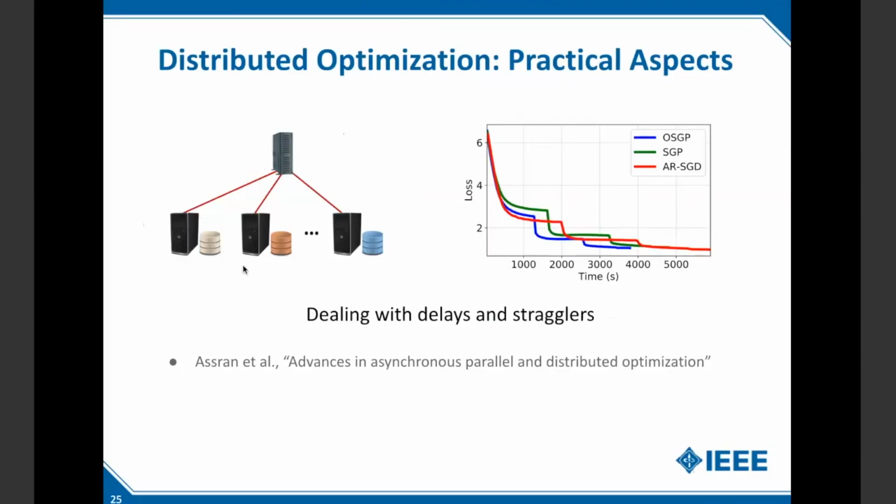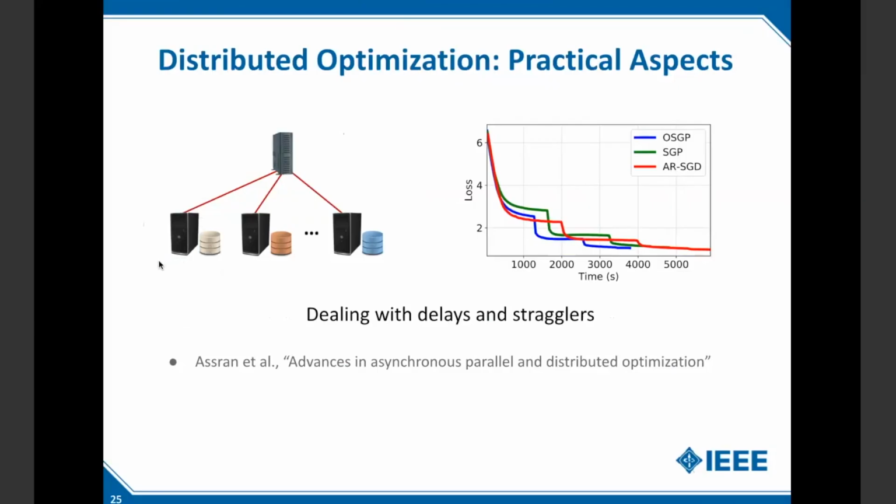And dealing with these delays and stragglers, if your method is synchronous, if we have to wait for all nodes to finish their gradient computations before we can collectively perform an update, that's going to potentially slow things down significantly. Essentially, we move at the pace of the slowest node.